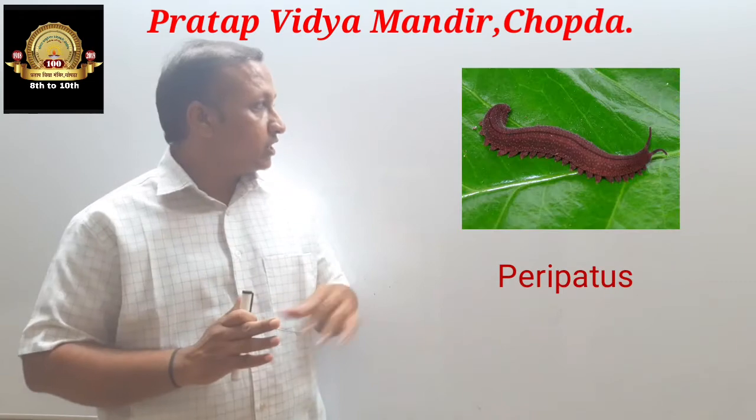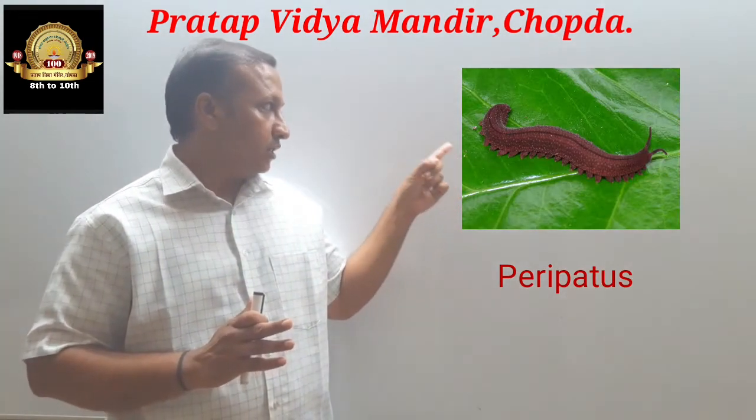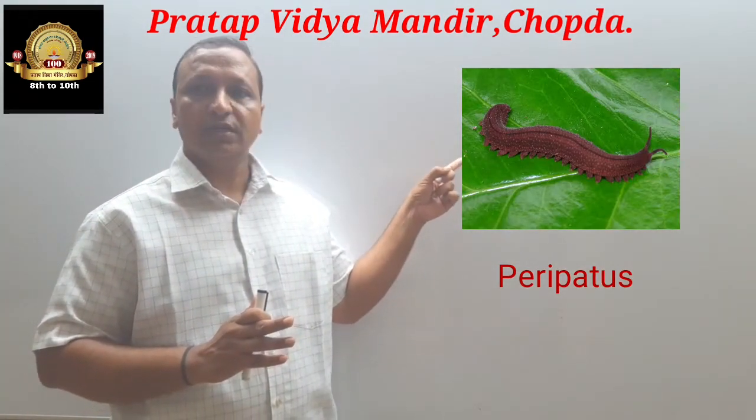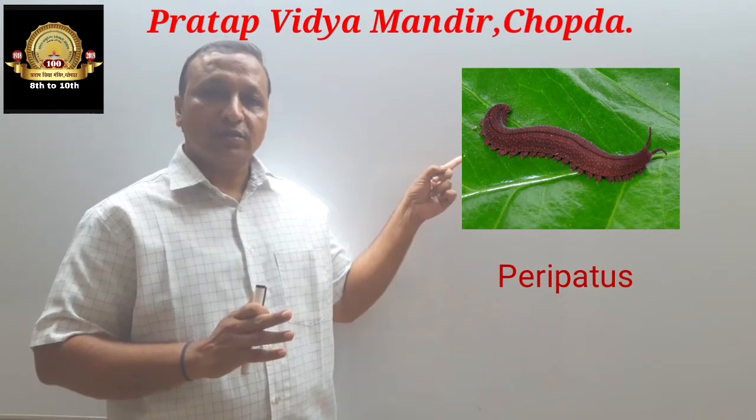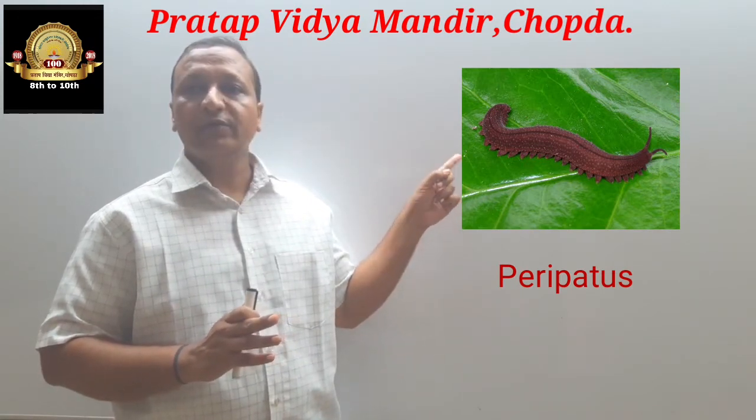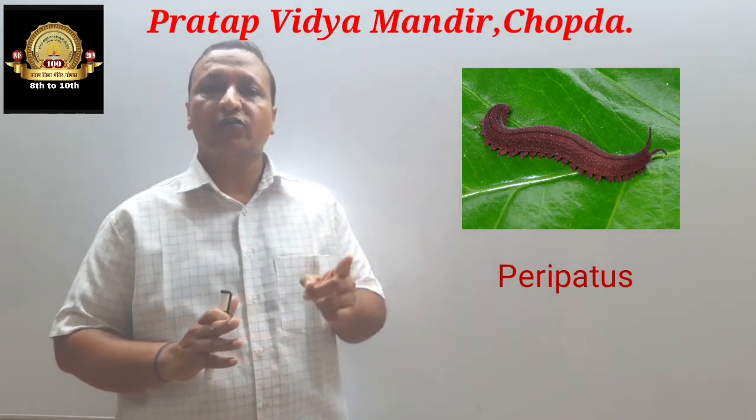Our fifth evidence is connecting links. Plants and animals show some morphological characters by which they can be related to two different groups. Hence, they are called connecting links. Some examples in our textbook. The first one is peripatus. Look at the picture of peripatus. It shows a connecting link between Annelida and Arthropoda.